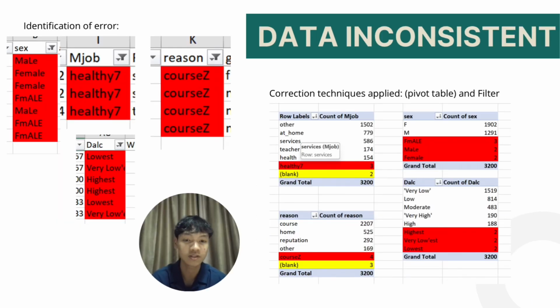And the last one is data inconsistent. As we can see, there is a data inconsistent in row sets, Mjob, reason, and Dalc. So the correction technique that we apply, we also analyze the data inconsistent by using pivot table and filter, and correct it manually also.